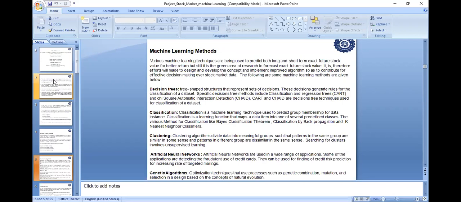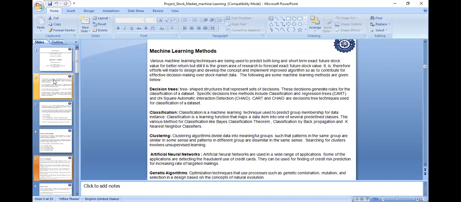The first are decision trees. Decision trees are tree-structured models that represent a set of decisions. There are two kinds of decision trees. Examples are CART and CHAID. CART is classification and regression trees, and CHAID is for chi-square automatic interaction detection.